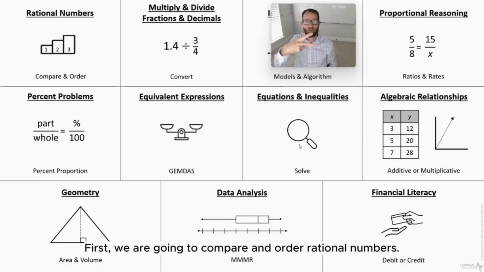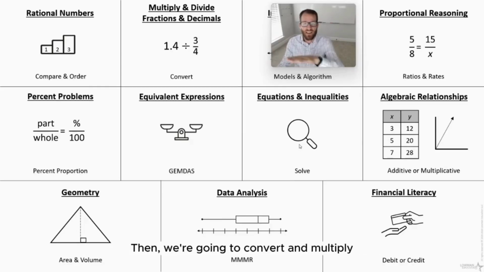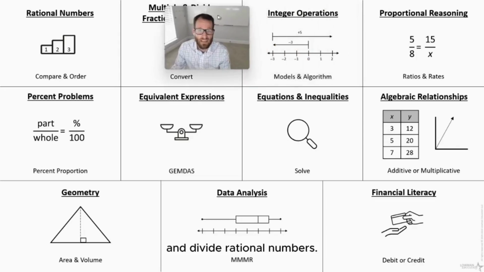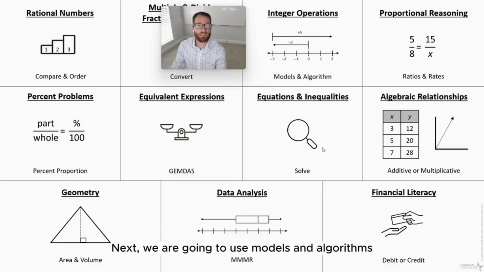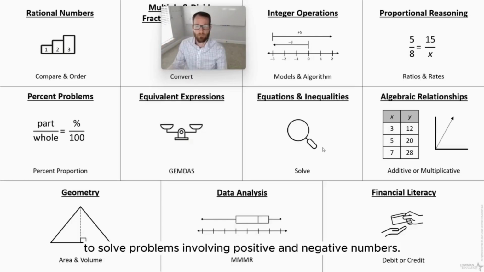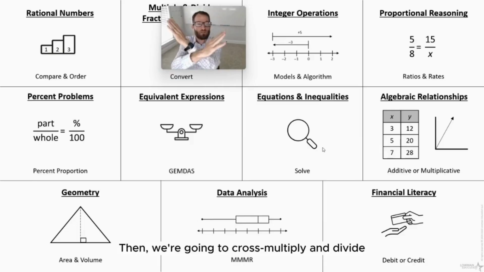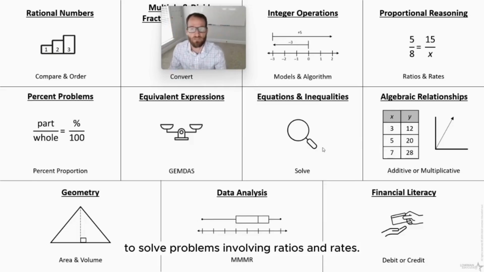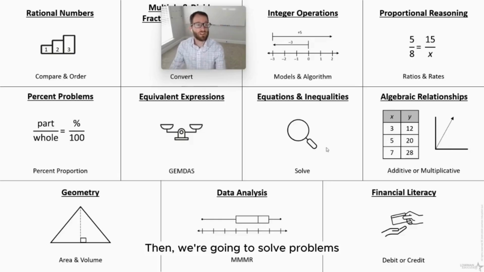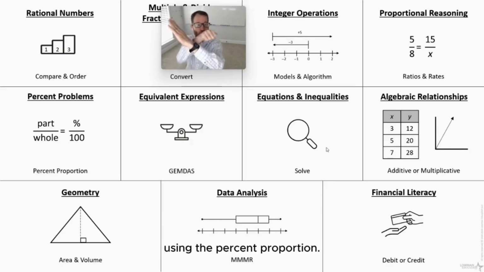First, we are going to compare and order rational numbers. Then we're going to convert and multiply and divide rational numbers. Next, we are going to use models and algorithms to solve problems involving positive and negative numbers. Then we're going to cross multiply and divide to solve problems involving ratios and rates. Then we're going to solve problems using the percent proportion.